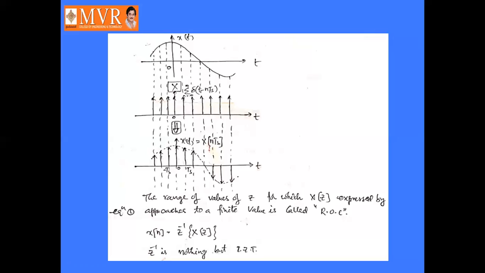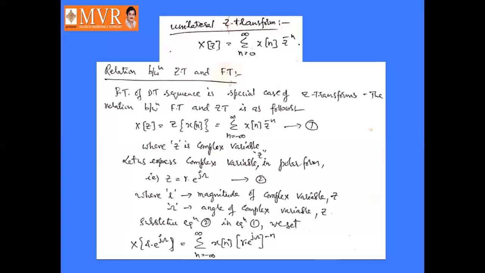Next, coming to x of n: how do we get the original signal x of n? By taking the inverse Z transform of X of z, we will get x of n. Here Z inverse is nothing but the inverse Z transform.